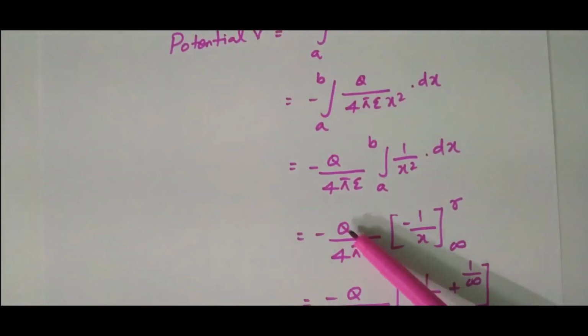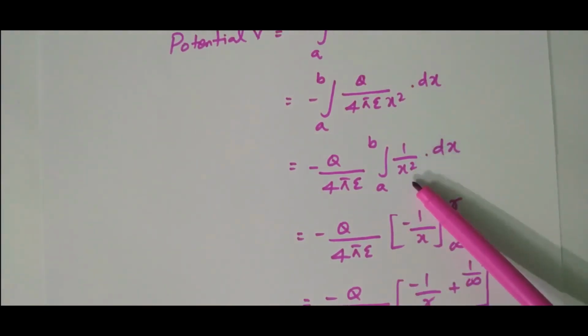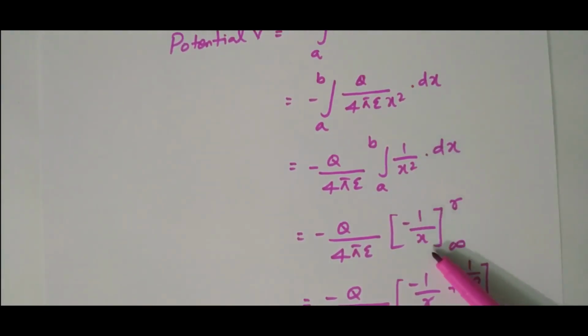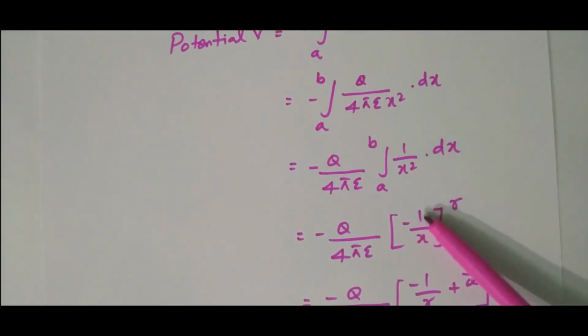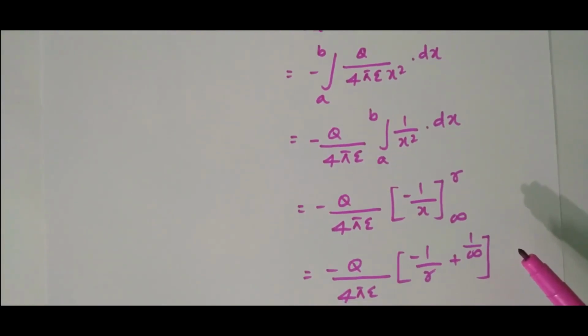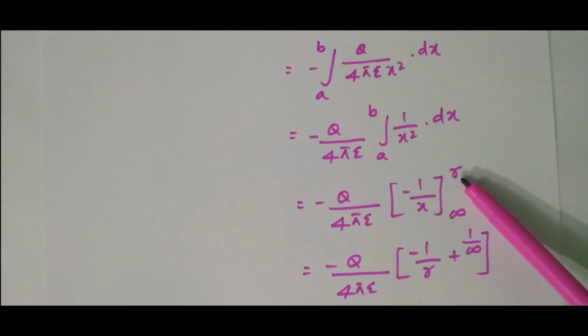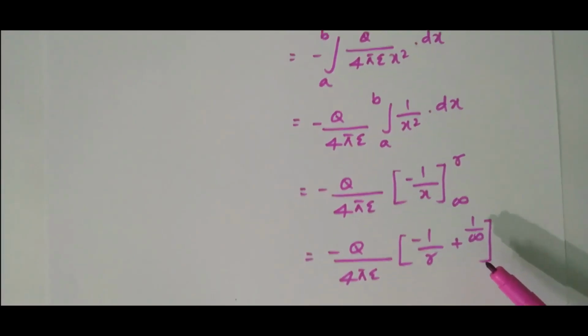So minus Q divided by 4 pi epsilon integral 1 divided by x square is nothing but minus 1 by x. That you know, it is minus 1 by x. And what is the limit for this? It is nothing but work done in moving a unit charge from infinite to the field point. One is infinite, another one is the field point. So the limit is infinite and another point is r. It is clearly given in the definition, infinite to the field point.